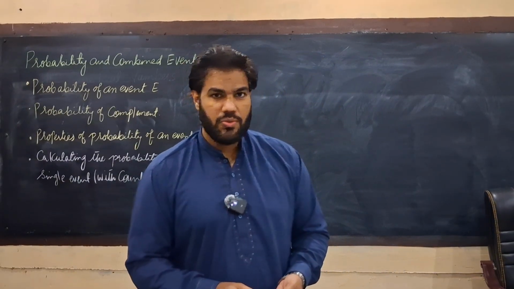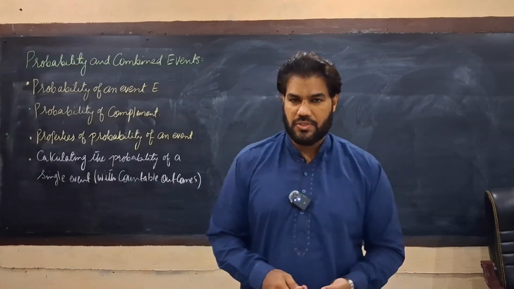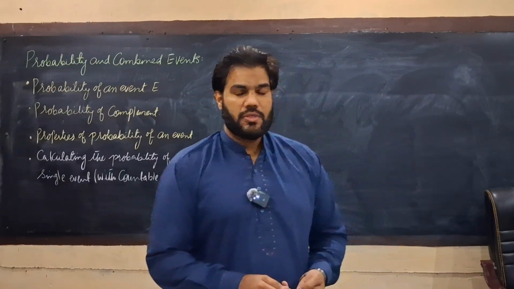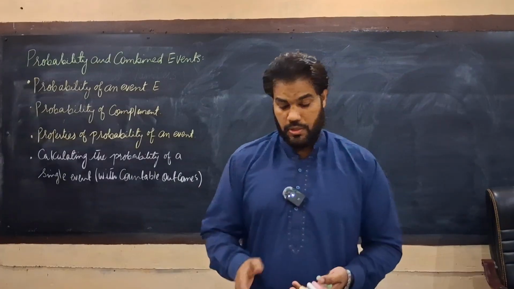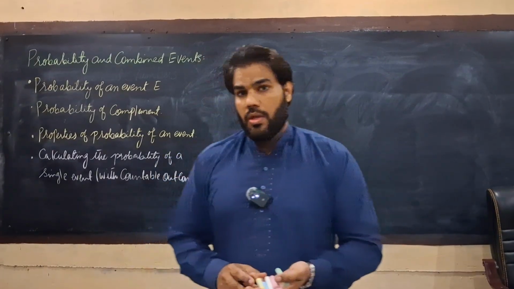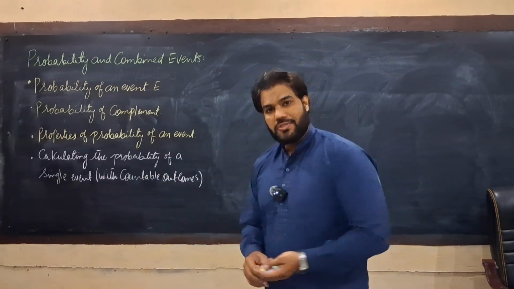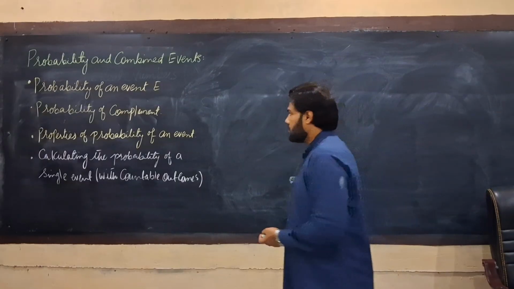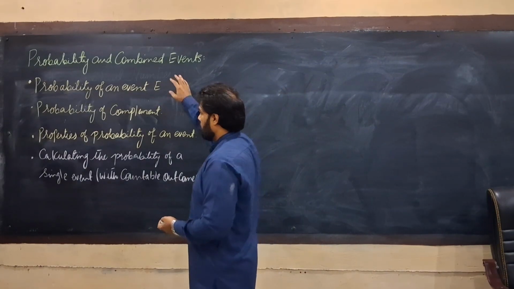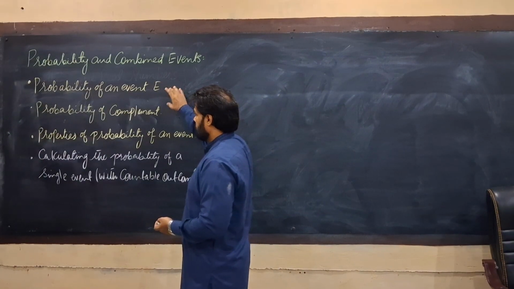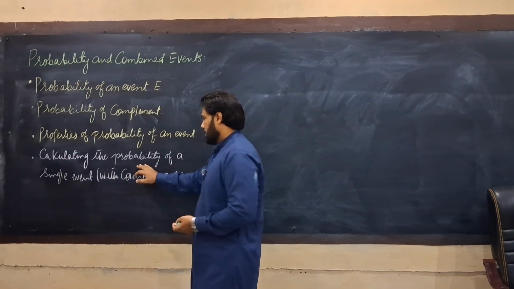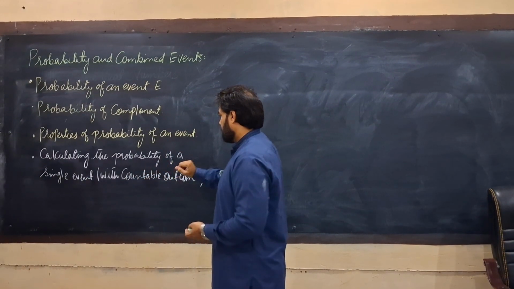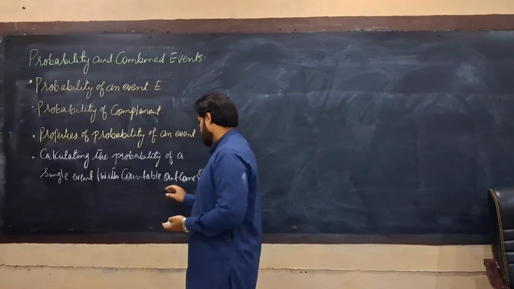Our discussion continues on probability and combined events. In the last two lectures, I discussed the concept of probability in brief. In today's lecture, we will discuss the following topics: how can we define the probability of an event E, probability of complement, properties of probability of an event, and calculating the probability of a single event with countable outcomes.